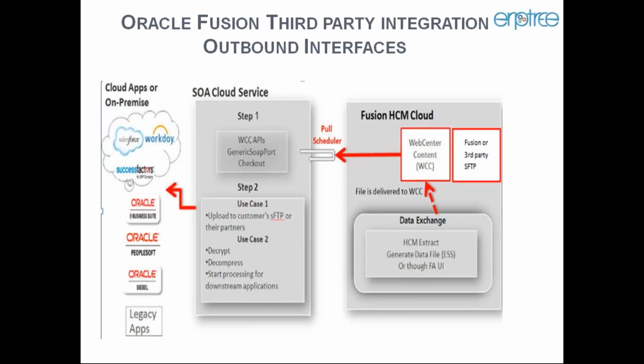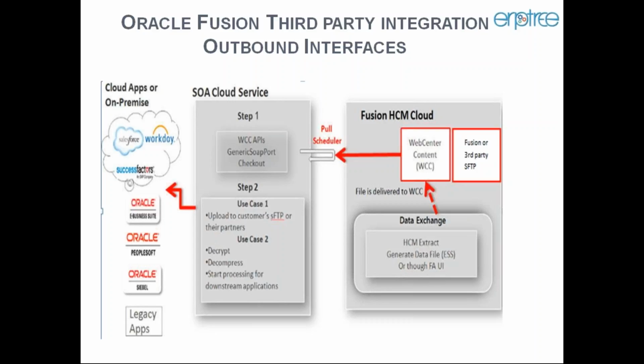Once the file has been placed on the UCM or the SFTP, then if it is an on-premise system like PeopleSoft or EBS or any on-premise third-party system, they can pull the file from the UCM or from the SFTP, and then they can load it into their system.